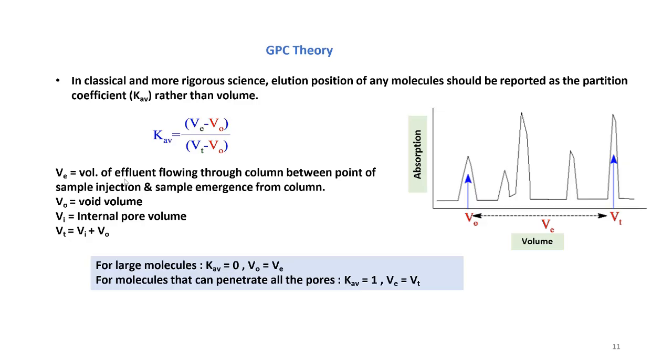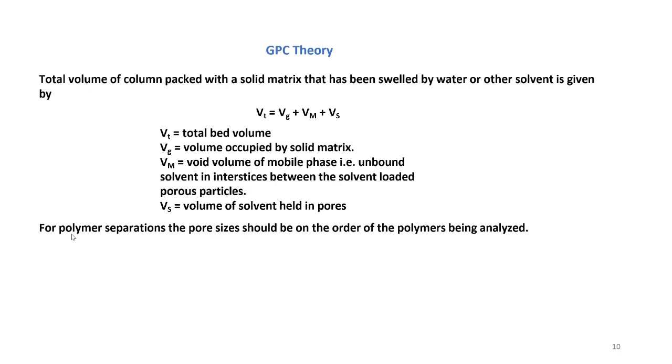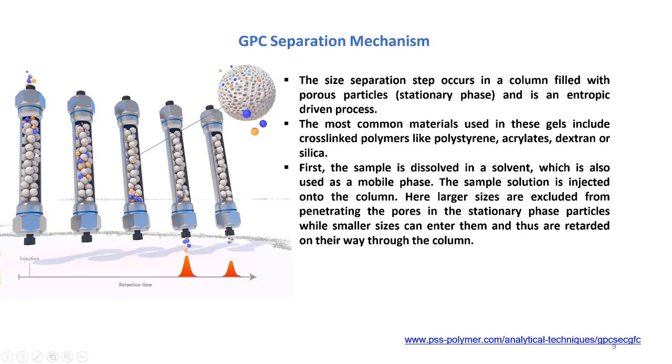Then V0 is the void volume, that is the gaps present within the granules, and Vi is the internal pore volume, that is the pores of a single granule. Vt is the total volume, the summation of the internal pore volume and the void volume. So we have two voids over here. One is the void in between these granules, and then the granule itself has some pores.